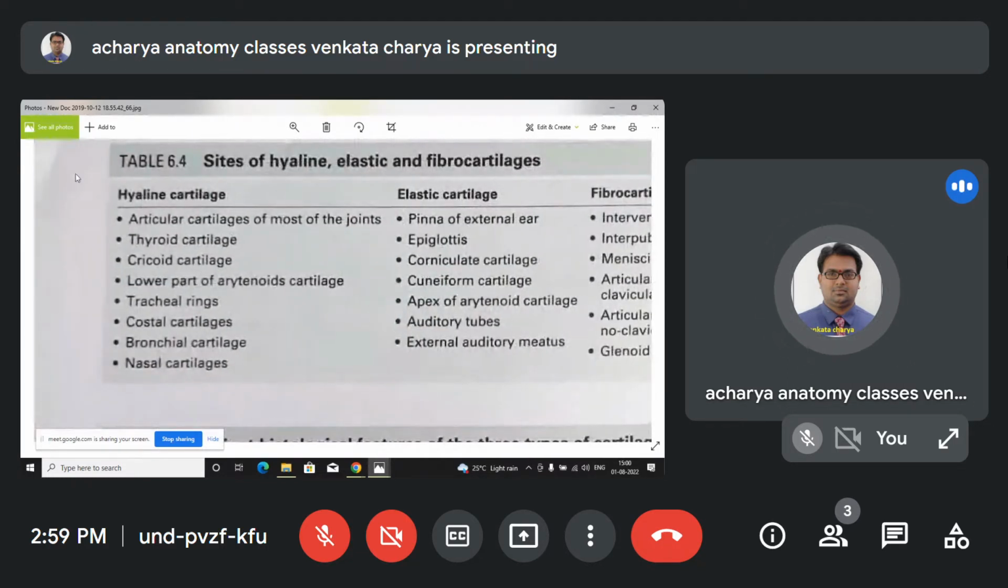Number one, most of the articular cartilages of most of the joints. So all joints get the hyaline cartilage. At the upper and lower ends of the bones we get the hyaline cartilages. Next, thyroid cartilage is nothing but hyaline cartilage only. Next, cricoid cartilage. And the lower part of the arytenoid cartilage.